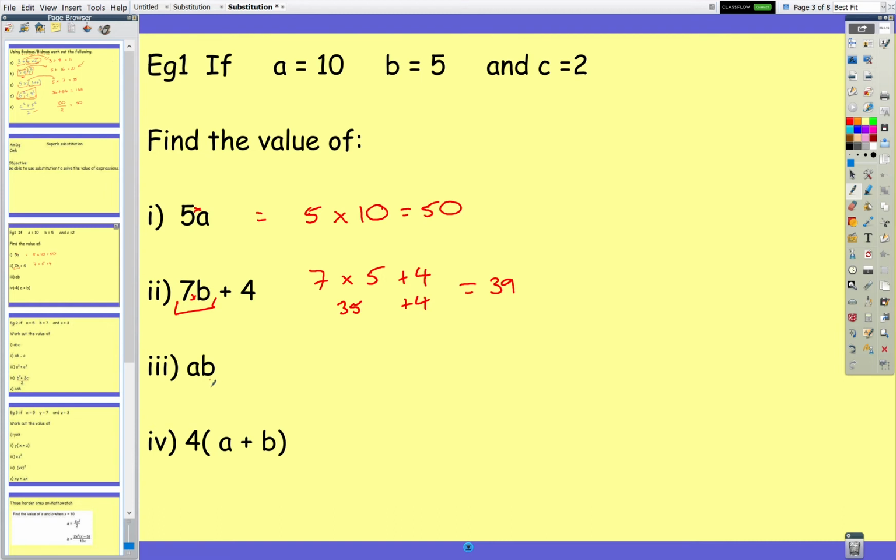Now, my next one, AB means A times B. So my A value is 10. My B value is 5, and we multiply them, which gives me 50.